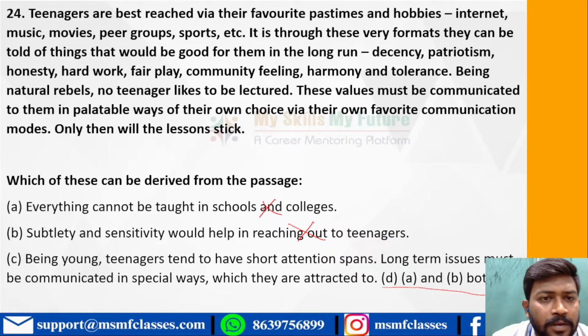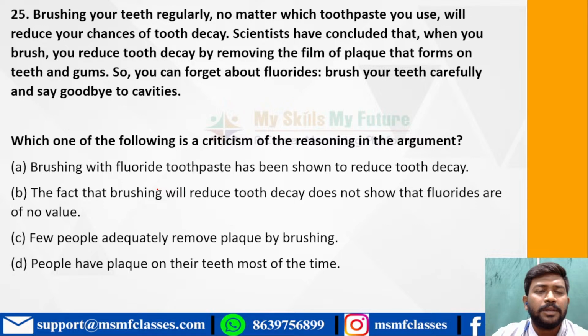So let's go with the passage once again. Teenagers are best reached via their favorite pastimes and hobbies: internet, music, movies, peer groups, sports, etc. It is through their very format they can be told of things that would be good for them in the long run. Decency, patriotism, honesty, hard work, fair play, community feelings. Okay, this cannot be taught in schools. You can go directly with option B here. Option C, I'm sorry. This is the correct meaning. Now let me move to the last one.